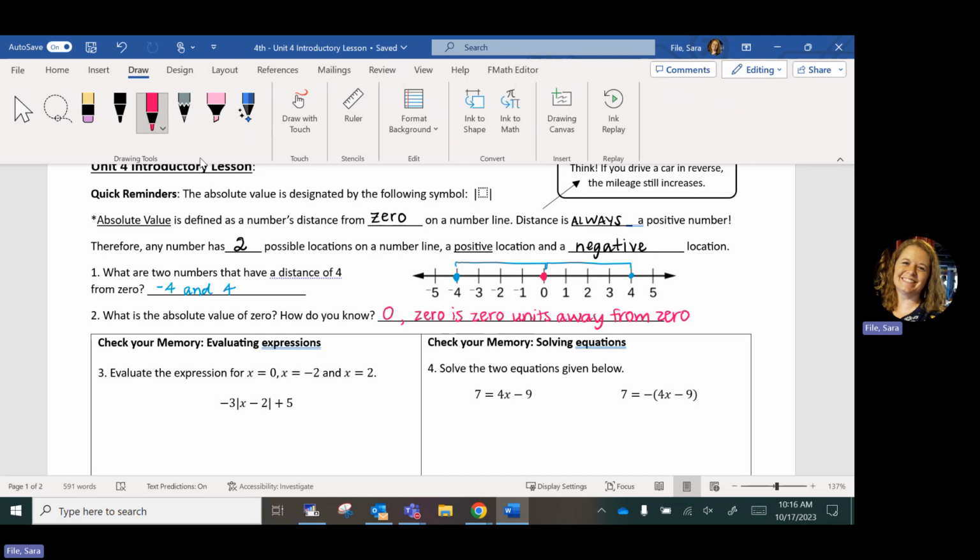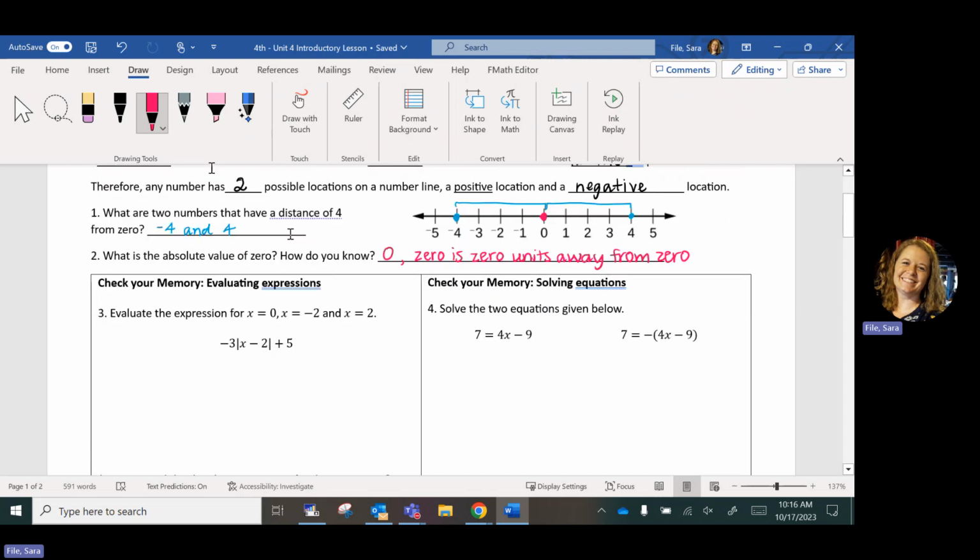Okay, all the other ones, there's 2 because you could go negative or positive, but 0 doesn't have a sign. It's not positive or negative. So that's why there's only one answer there, or one possible input to get 0 as the absolute value.